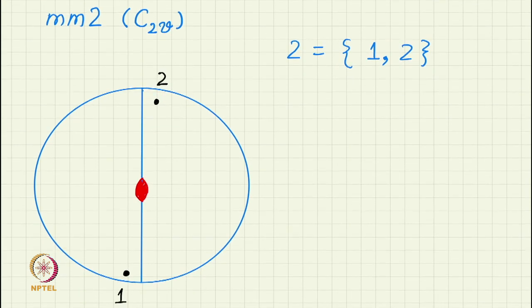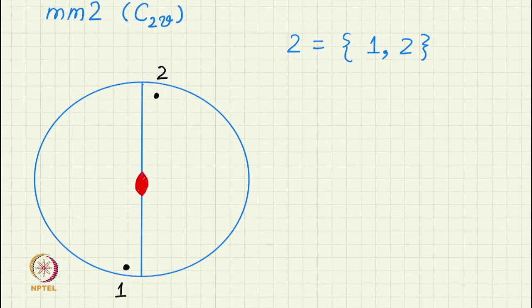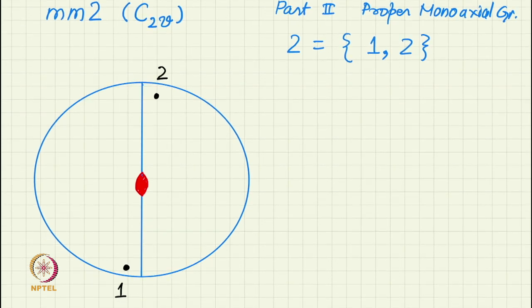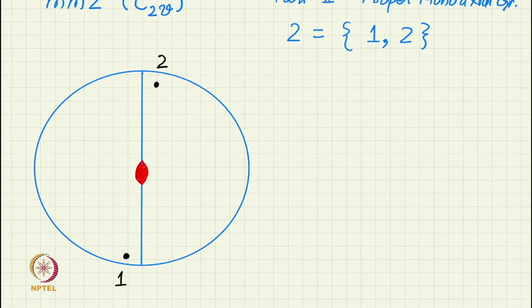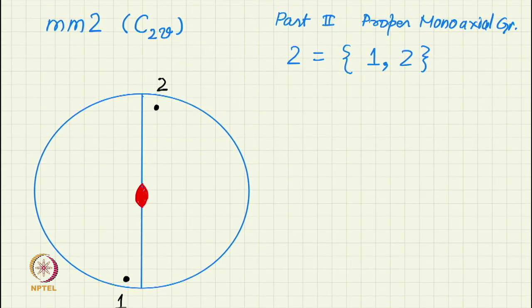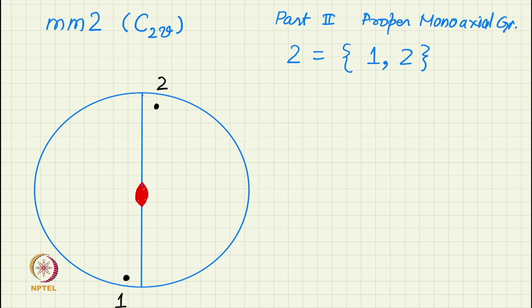So, we have a 2-fold axis. I have shown you the point group 2 which we developed in one of the previous videos, part 2, when we discussed the proper monoaxial point groups. There we developed this group consisting of a single 2-fold. So, it has just 2 operations, 1 and 2, and in the stereogram there are 2 corresponding general points which I have also labeled here as 1 and 2. All you have to do to generate now mm2 or C2v is to pass a vertical mirror through this 2-fold.